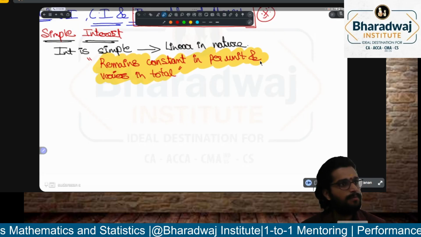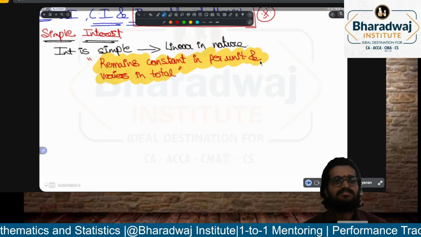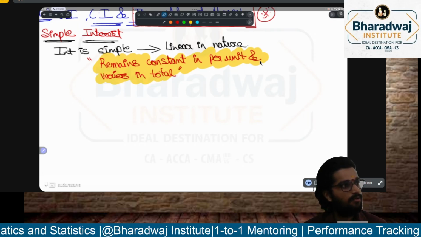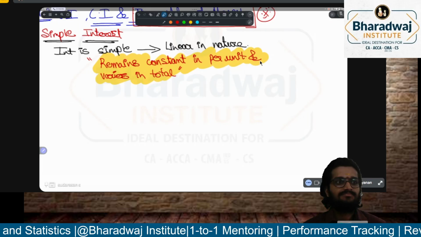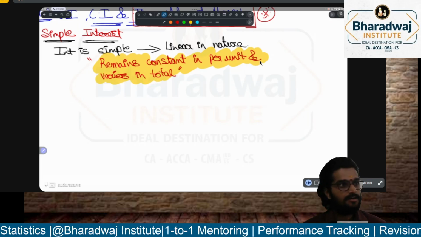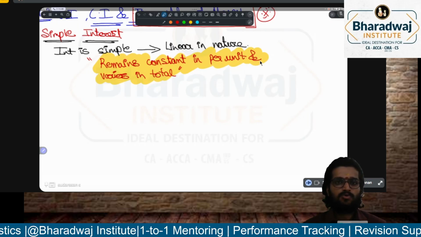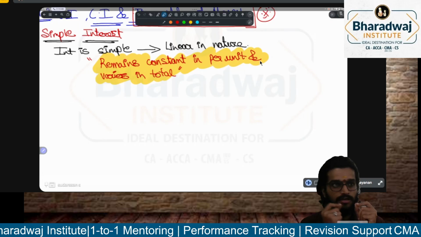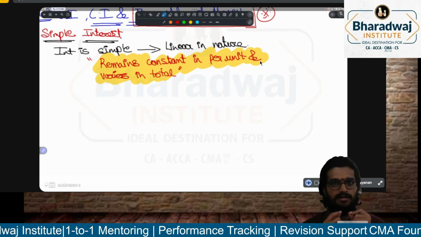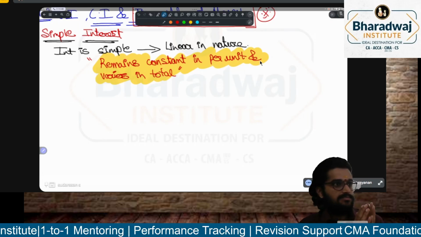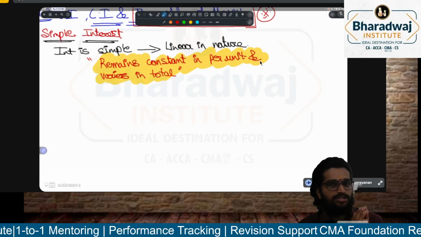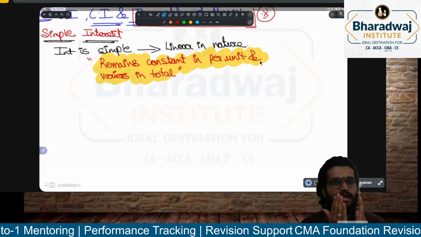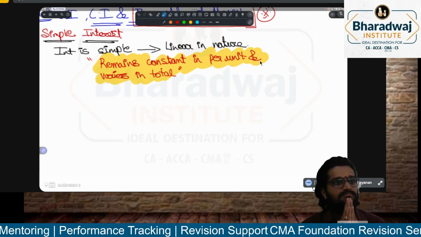Sir, what do you mean by part of the year? If 1 year interest is equal to 1000 rupees, what can you say about half a year interest? 500. What can you say about quarter year interest? 250. You will be able to reduce it. You will be able to rationalize it, right? This is also another explanation of what is meant by linear.